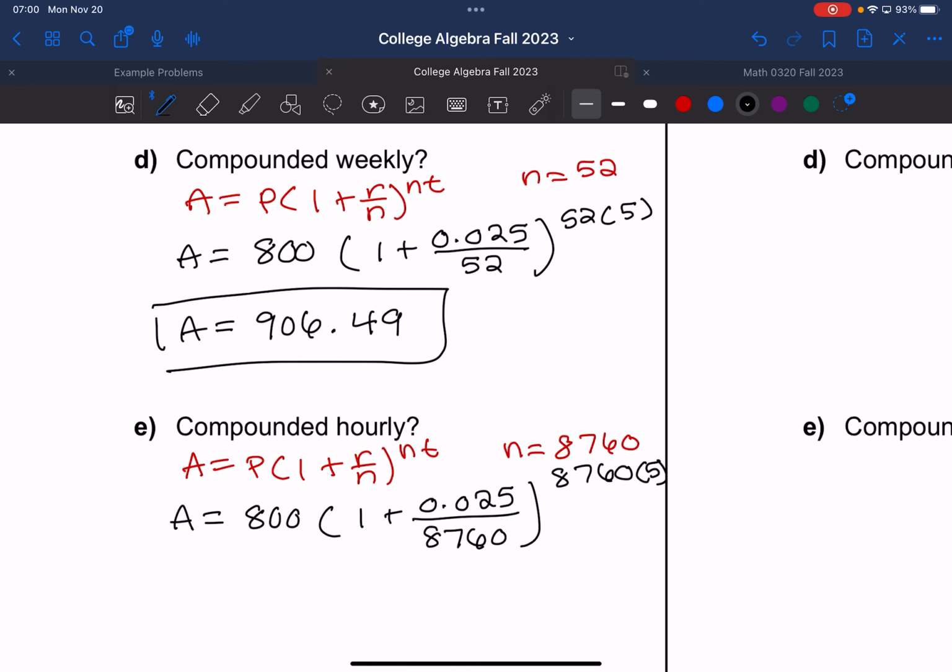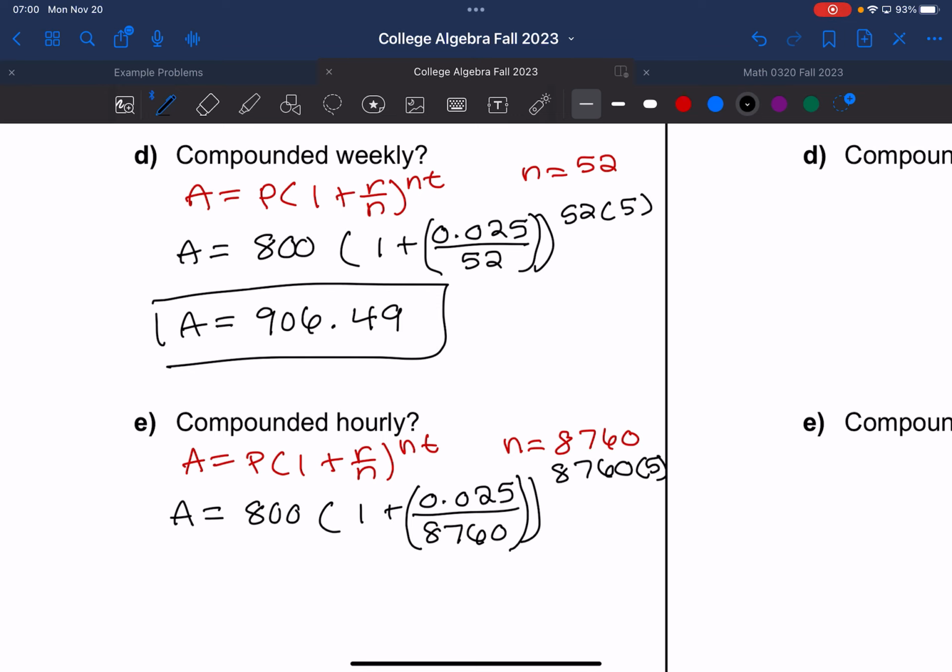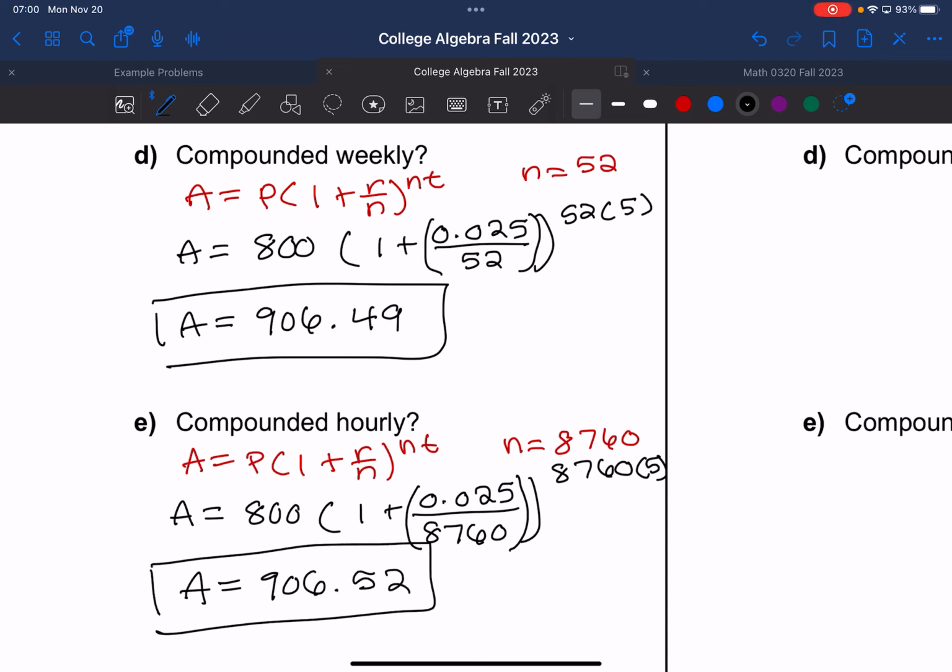When you plug this into your calculator, try putting these extra parentheses around here. And that forces your calculator to do the divide part before the adding part. Here we should get A is equal to 906.52, so only a 3-cent difference from the formula above.